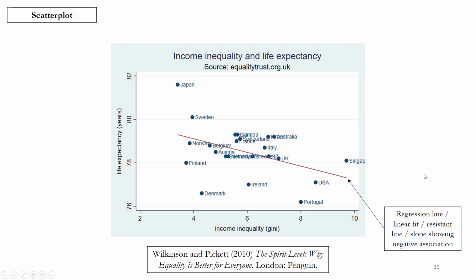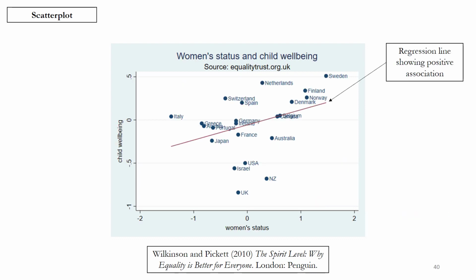This is an example from Wilkinson and Pickett, the relationship between income inequality and life expectancy. In their book, they suggest that inequality is associated with life expectancy, but it's negatively associated. So higher income inequality, lower life expectancy. And we see that somewhat substantiated here. Again, as I mentioned in class, there's quite a lot of research in this area. It's quite a contested notion, so it's worth bearing that in mind, but it is quite a classical example that you see time and again.